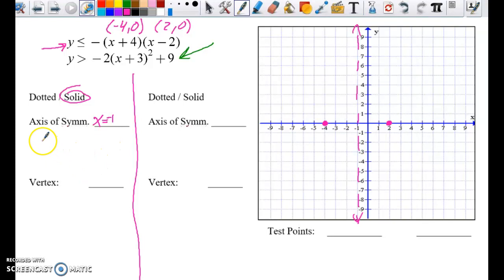I have to plug that -1 into the function to get the vertex. Y equals -1 plus 4, -1 minus 2, -1 times 3 times -3. So that makes it +9. So the vertex is going to be -1, +9.